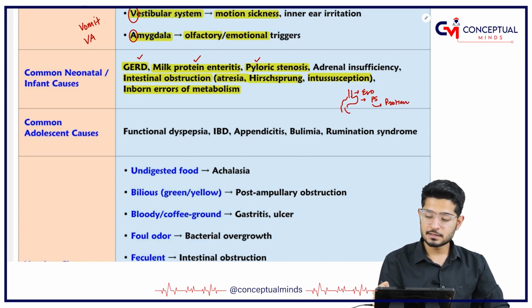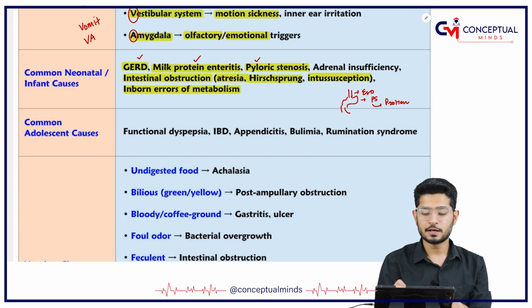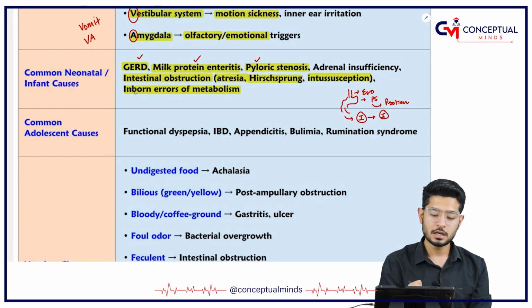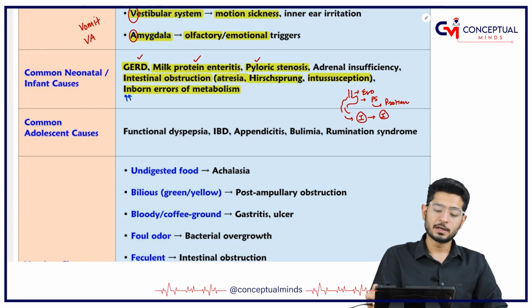And then comes the intestine. So the causes which are related to intestinal obstruction, like your atresia, your Hirschsprung disease, and your intussusception, everything is going to get related to this. And I for intestinal obstruction, and I for one more, that is called inborn errors of metabolism. Okay, inborn errors of metabolism.